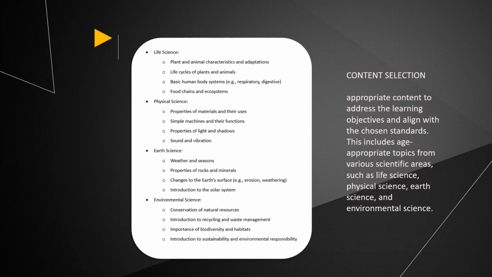Content selection. Curriculum developers select appropriate content to address the learning objectives and align with the chosen standards. This includes age-appropriate topics from various scientific areas, such as life science, physical science, earth science, and environmental science. Here are some examples of content selection for a primary school science curriculum, incorporating topics from different scientific areas.